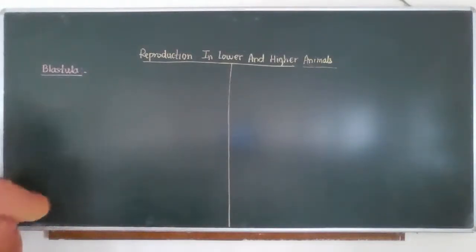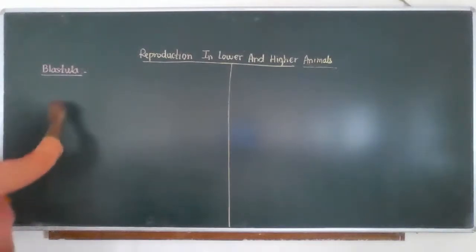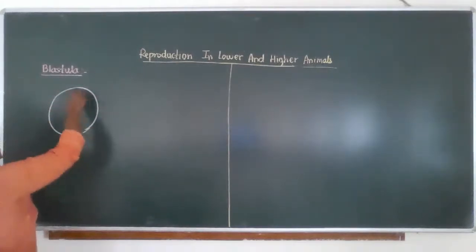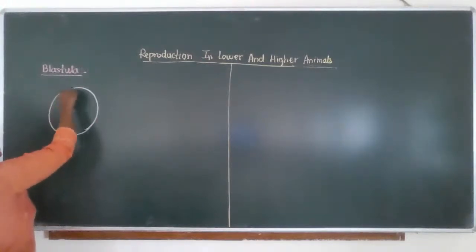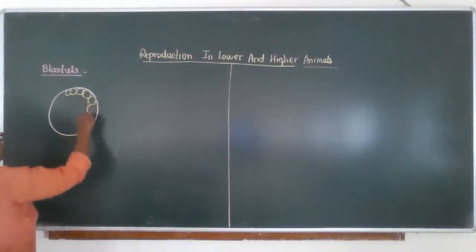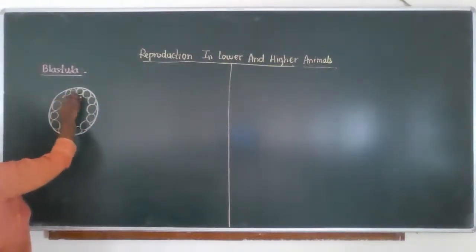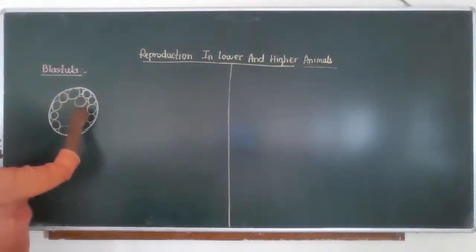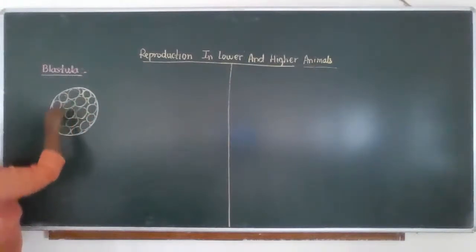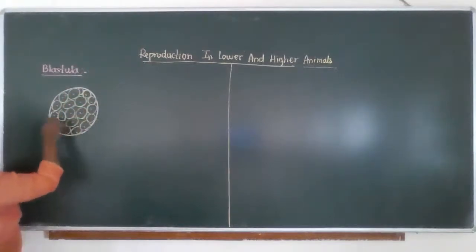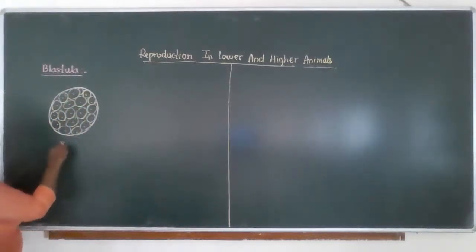Now, what do you mean by morula? The morula is the 16 to 32 cell stage. It contains the blastomeres. The number of blastomeres is about 16 to 32. So these are the blastomeres. It appears like a mulberry, so it is named morula. So this is the morula, right?